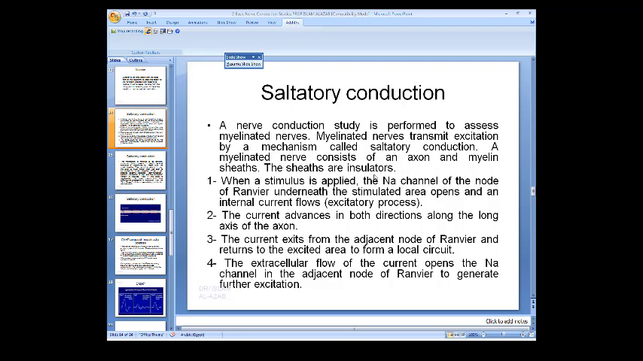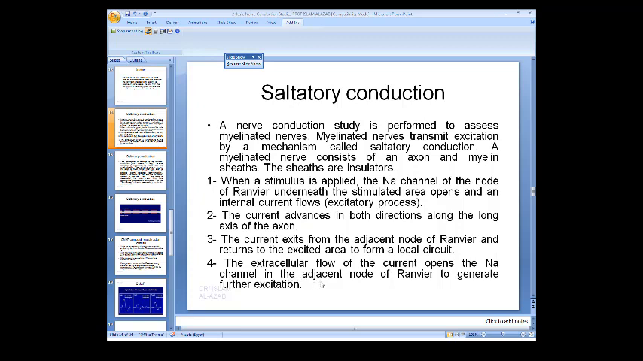The sheaths are insulators. When a stimulus is applied, the sodium ion channel of the node of Ranvier underneath the stimulated area opens and an internal current flows. This is the excitatory process. The current advances in both directions along the long axis of the axon. The current exits from the adjacent node of Ranvier and returns to the excited area to form a local circuit.